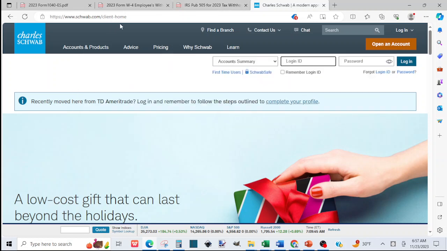you have a Charles Schwab account, and you will enter your login information. If you do not have a Charles Schwab account, you want to create one, then you'll open an account with them. You'll click on open an account. But once you have an account with them, to log in, you will enter your login information and you will click on login.